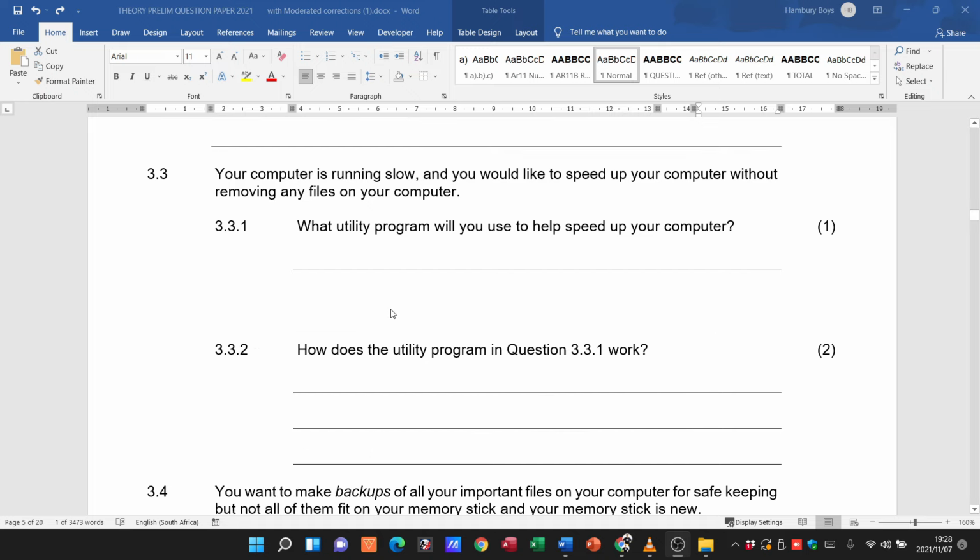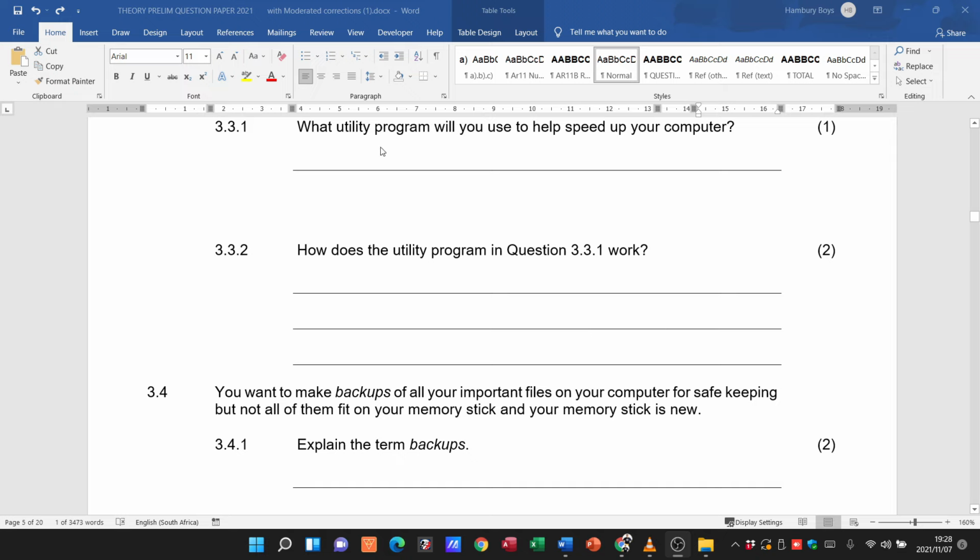Moving on, your computer is running slow and you would like to speed up your computer without removing any files on your computer. What utility program will you use to help speed up the computer? A very simple one which we can use is disk defragmenter. Okay, go through that process of disk defragmentation. So now that you've mentioned it, they're asking you, well, how does the utility that you mentioned over here actually work? Well, our disk defragmentation process works like this.